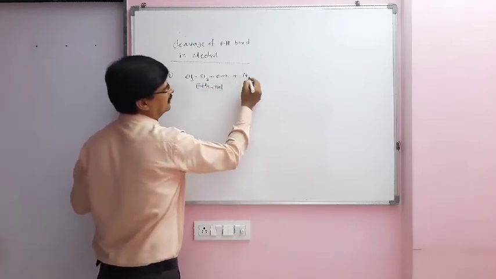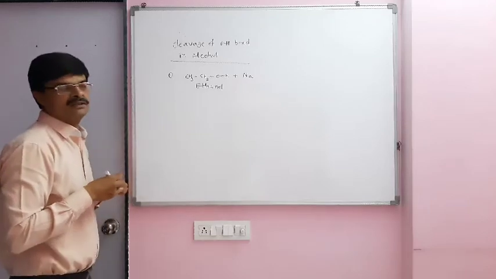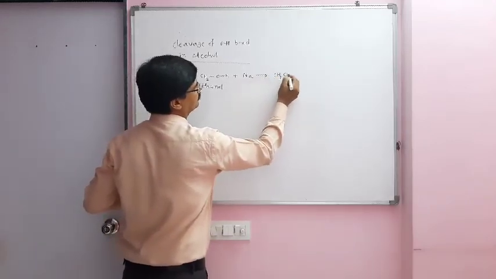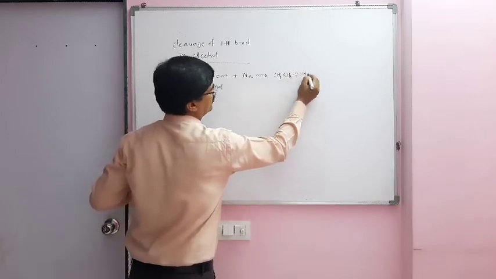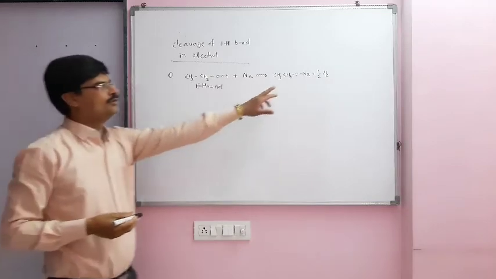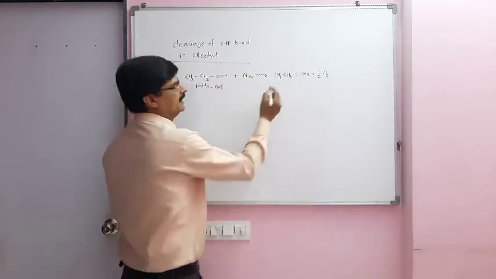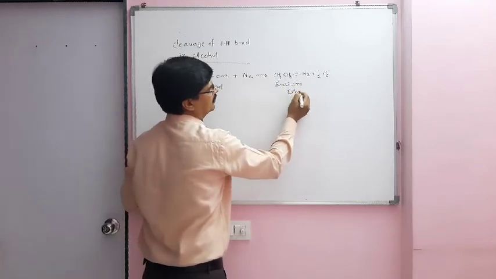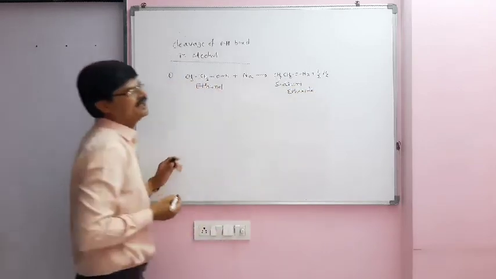When it is reacted with sodium metal, it gives the corresponding sodium product, and hydrogen gas is liberated. The name of the compound is sodium ethoxide. Hydrogen gas is liberated.